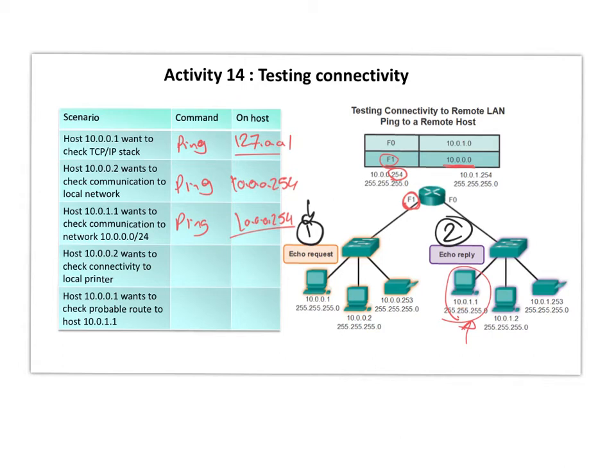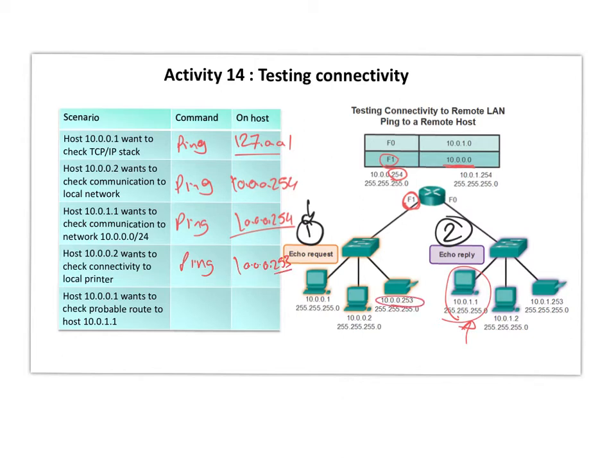Next, host 10.0.0.2 wants to test connectivity with the local printer. So in that case, it's again ping and 10.0.0.253, which is this address.